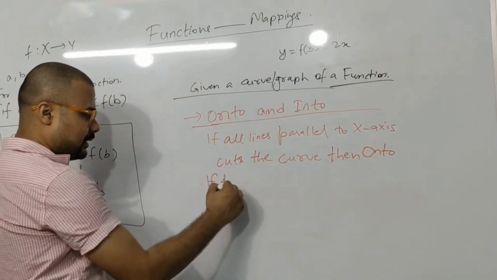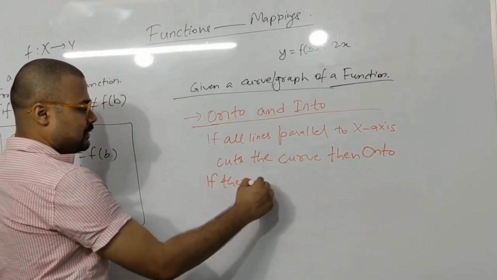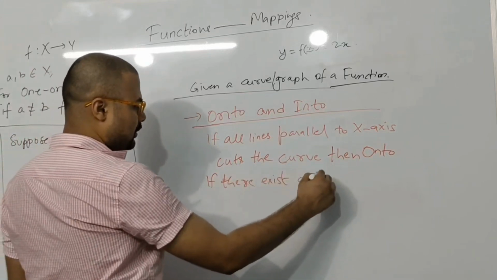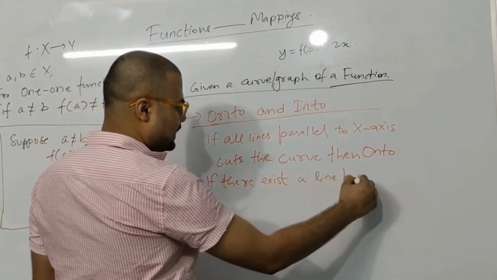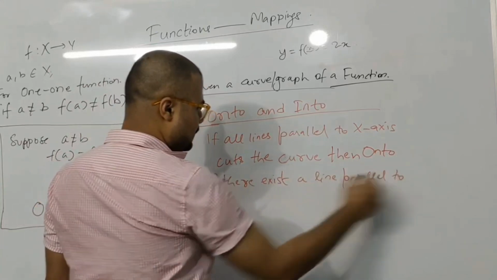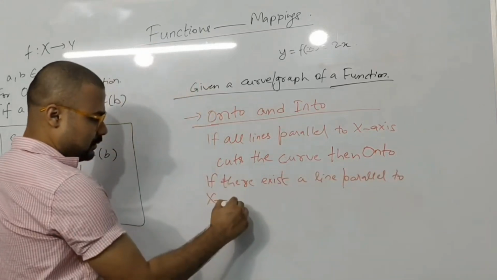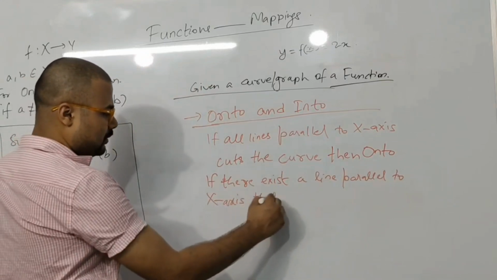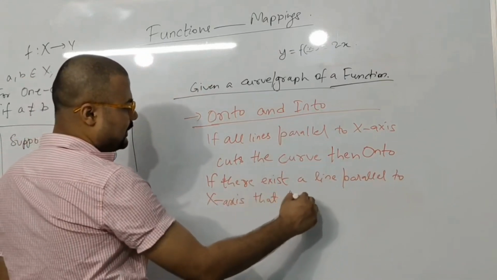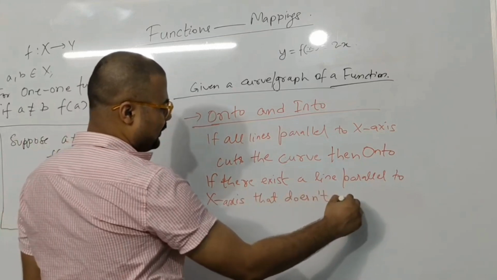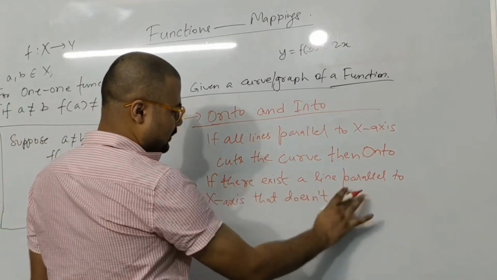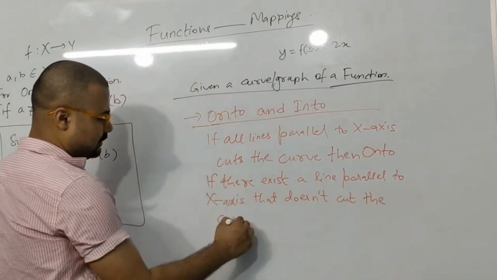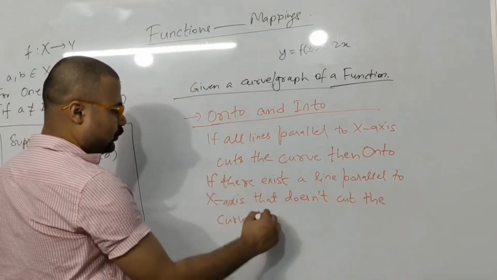If there exists a line parallel to x-axis that doesn't cut the curve, then into.